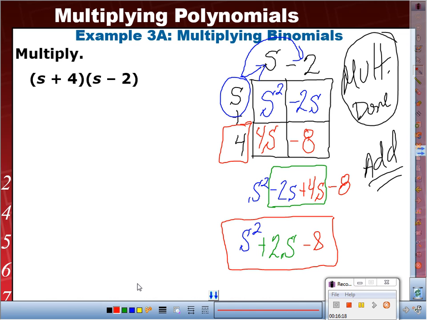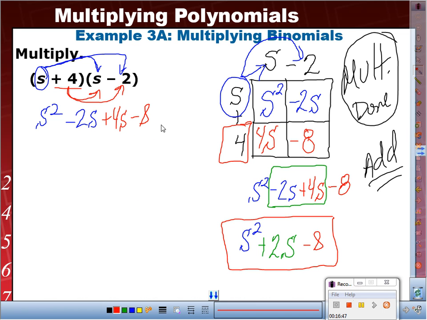Now let me show you with the distributive property. Here it goes. That's why I told you to write this to the right. Is that correct? Alright, so watch. S times S, S squared. S times negative 2, negative 2S. 4 times S, positive 4S. 4 times negative 2, negative 8. Isn't that the same as this? Yes. And then we combine and we simplify. You got it? Yes. Same thing. This is the distributive property. This is using the area model.